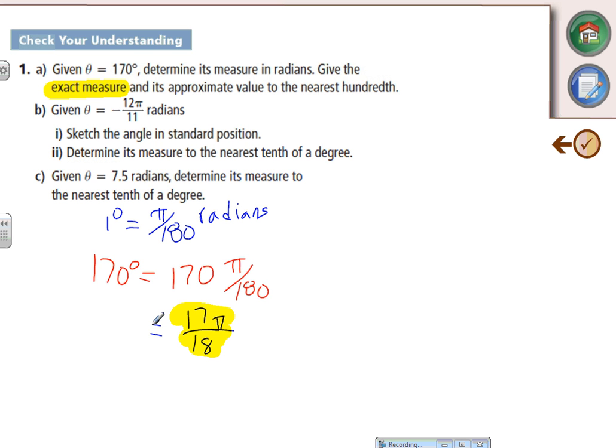To take it to your nearest hundredth is now when we plug in the pi symbol on the calculator, and we get approximately 2.97 radians. Because radians is the default, we can just not write the units and make the assumption if we're in exact form. 17 pi over 18 is assumed to be in radian measure.